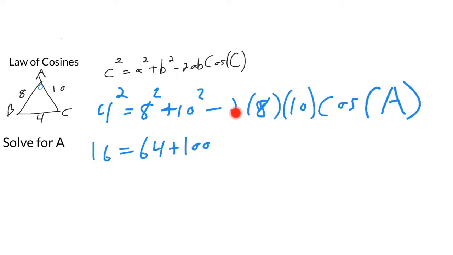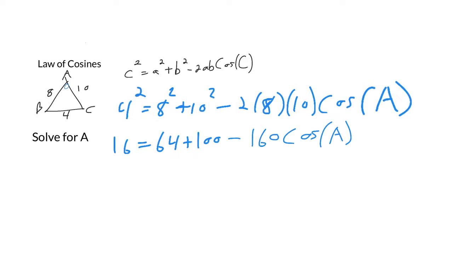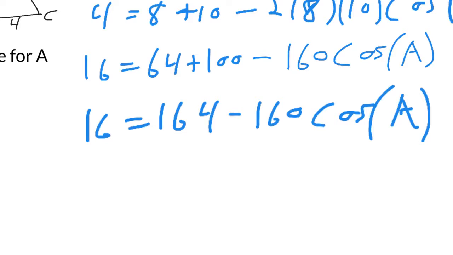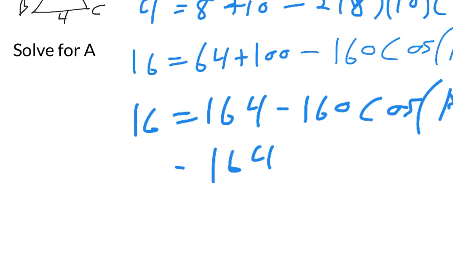Okay, and then while we're here, we can do 2 times 8 times 10. And I'm going to be careful not to combine these because this is attached to the cosine of A, so they're not like terms. So since I can't do anything with that, I can get rid of the 164 from this side because I'm trying to figure out what A is. So I'd like to get it by itself. So subtract 164 from both sides.